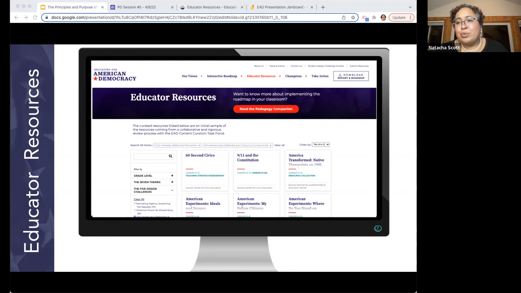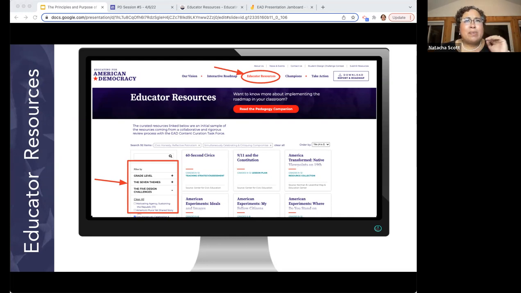And on our website, the Educator Resources section, one of the great things about that section is it's actually been vetted by a team of teachers and content experts, and they're all directly aligned to different themes, design challenges. The coding on the back end is absolutely amazing. And so you can definitely go ahead and explore the Educator Resources. You can filter and sort based upon your needs, which is definitely an advantage and a time saver.